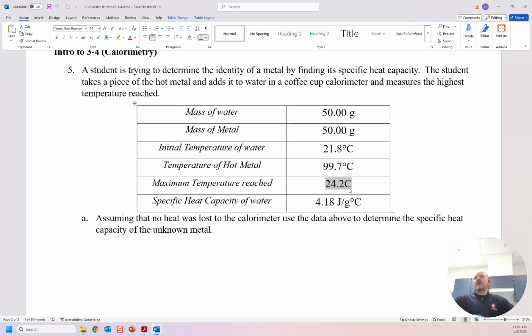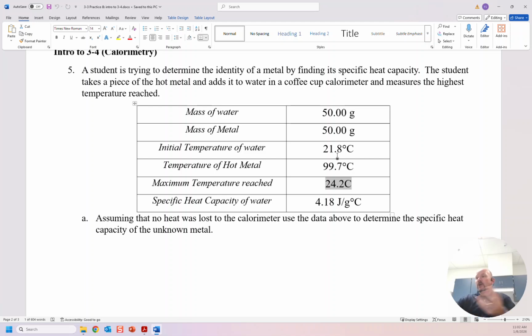Now, what a lot of students think that means is that the metal lost more energy than the water gained. And that's not true. Heat transfer has to be conserved. So the amount of heat lost by the metal is equal to the amount of heat gained by the water. The reason why the temperature change wasn't the same, the reason why we didn't meet right in the middle of these two temperatures is because, remember, metals tend to have low specific heat capacities compared to water.